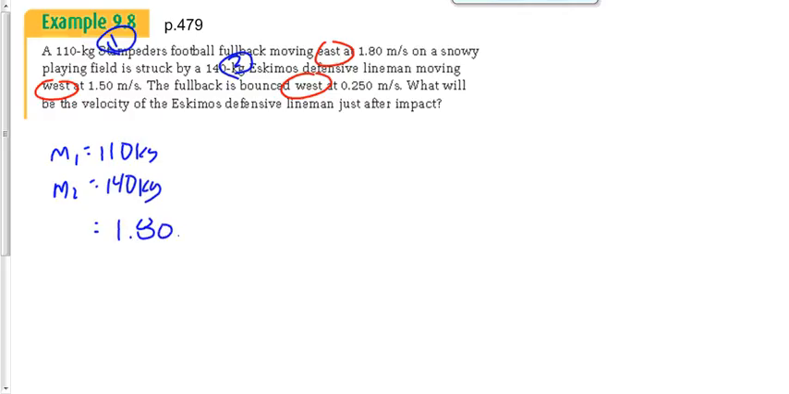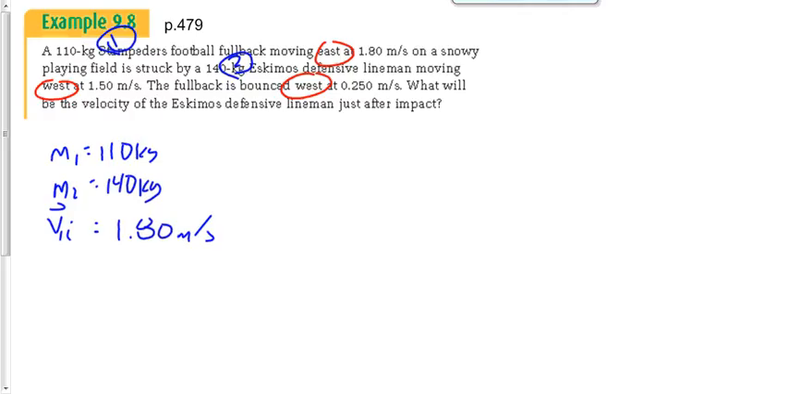1.80 meters per second. What is that going to be? Mika, is that V1 or V2? Object number 1 or object number 2? It is V1. Christian, you're right. And is it V1I or V1F? Yeah, good. The initial velocity of the first football player.